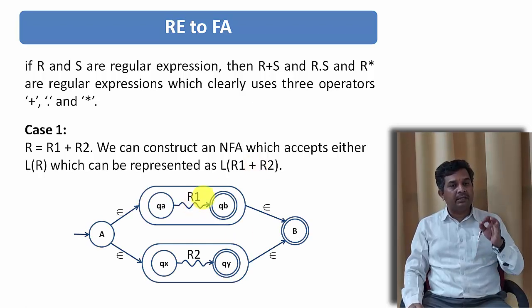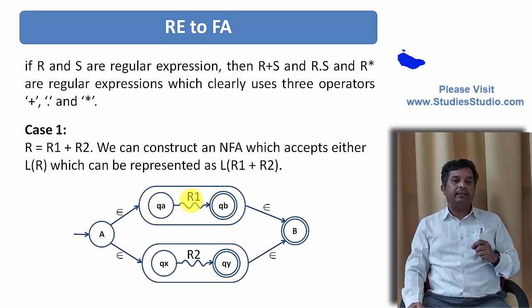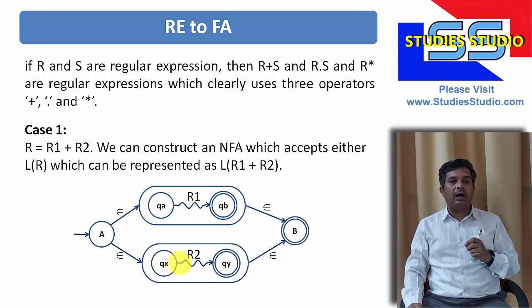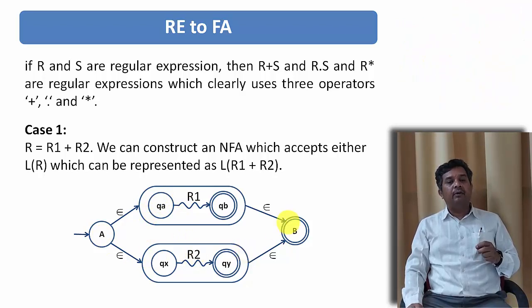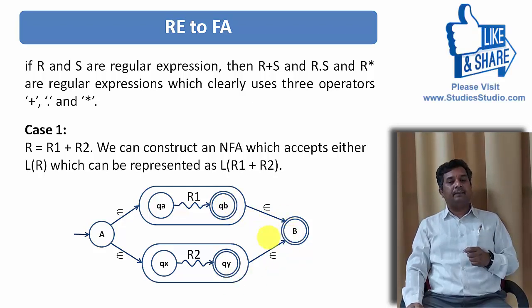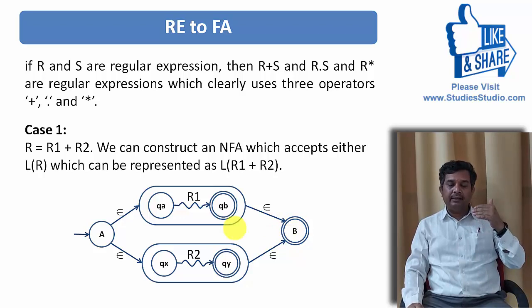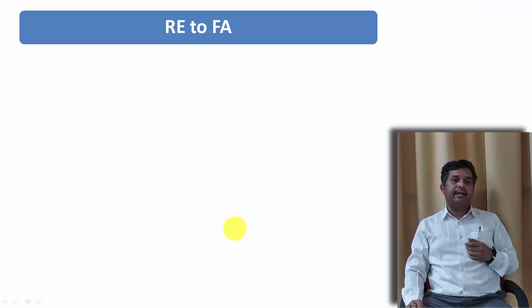This automata represents expression R1, this automata represents expression R2, and from the beginning state of both of them, I'll take a common starting state. From the common starting state, I can take epsilon transition to both the starting states of R1 and R2. And to make the final state, from the final state of both the NFAs, I can take epsilon transition to make another final state. This is the basic idea that we are going to use.